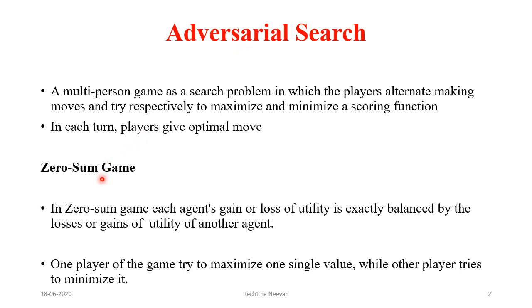In a zero-sum game, the total utility or score of the game is divided among the players. An increase in one player's score leads to a decrease in the other player's score. One player is trying to maximize the score while the opponent tries to minimize the score.